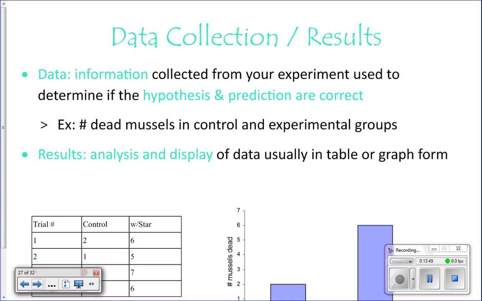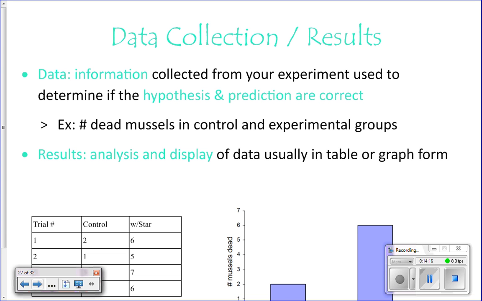So while you run your experiments, you're going to be collecting what's called data. And that data is the information that you collect that will either prove or disprove your hypothesis. So for us, the data that we would want to collect to prove or disprove our hypothesis would be the number of mussels that die in each group. So that's the information that we need to collect.